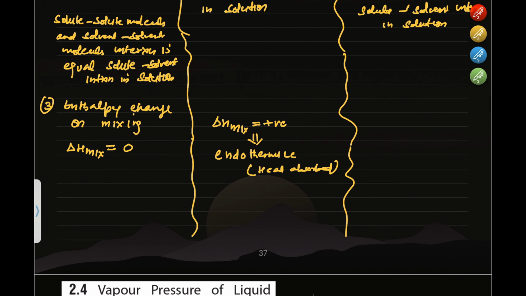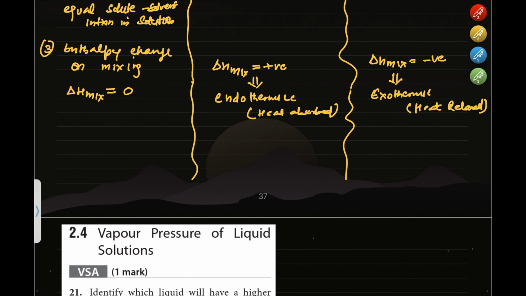absorbed. Okay. And for negative deviation, delta H mixing is negative. This means the process is exothermic, मतलब heat released when solute is added in the solvent and form the negative deviation from Raoult's law. In such a case, delta H mixing is negative. The process is exothermic. Heat is released. Okay.